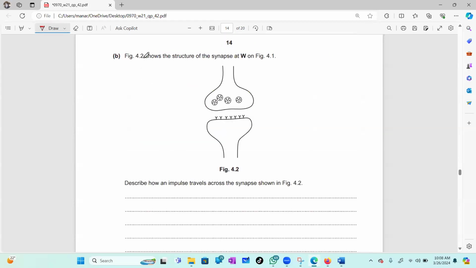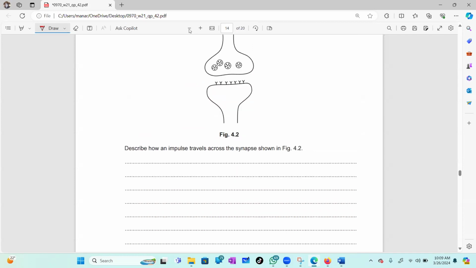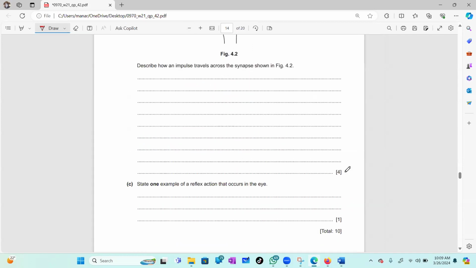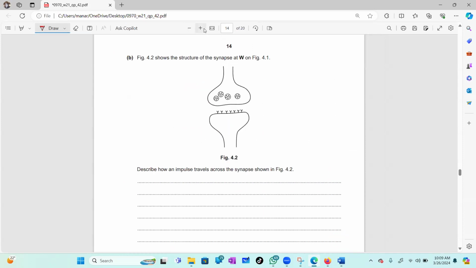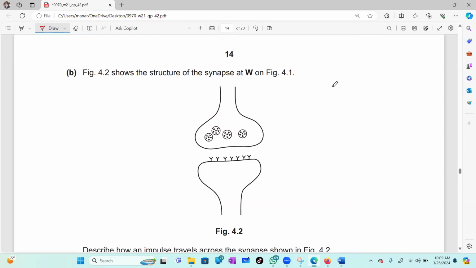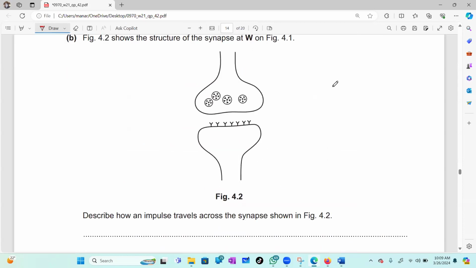Now here, figure 4.2 shows the structure of the synapse at W. Describe how an impulse travels across the synapse shown in figure 4.2. And this is 4 marks. So you have lots of keywords here. Can someone tell me what you wrote? I want all the 4 marks. And they even nicely gave you a diagram. So what do you start with?